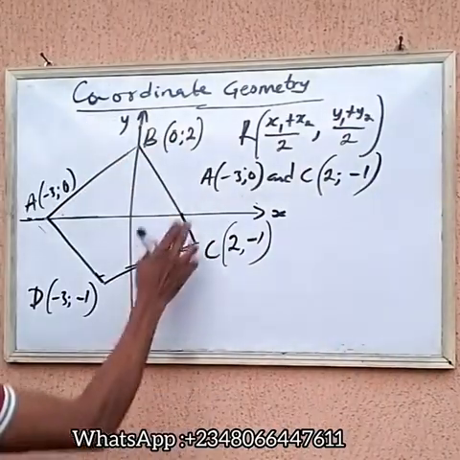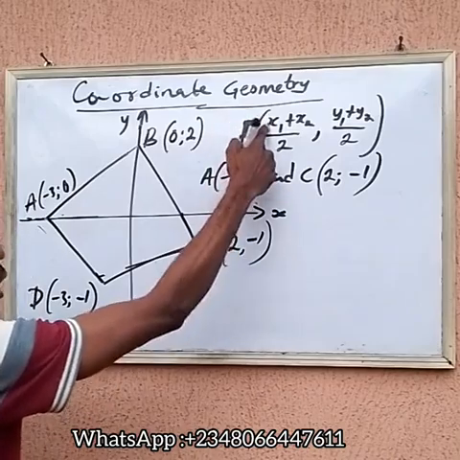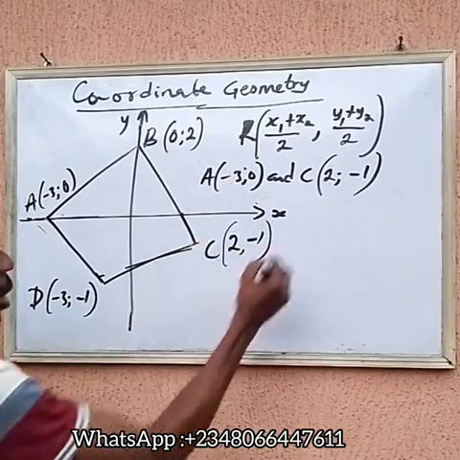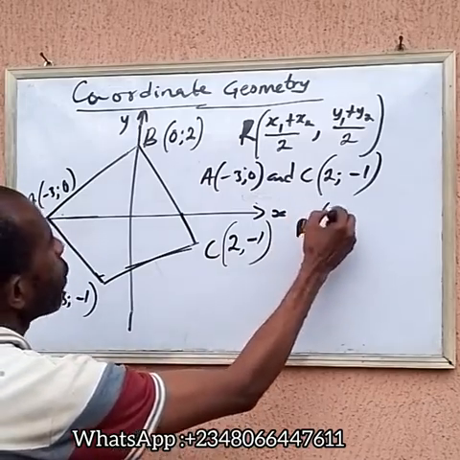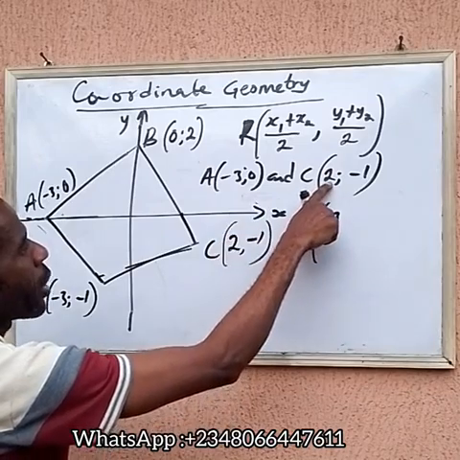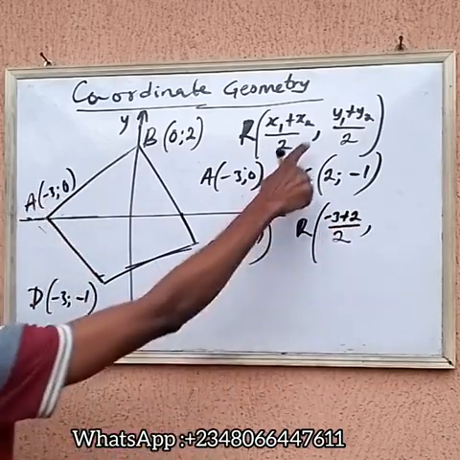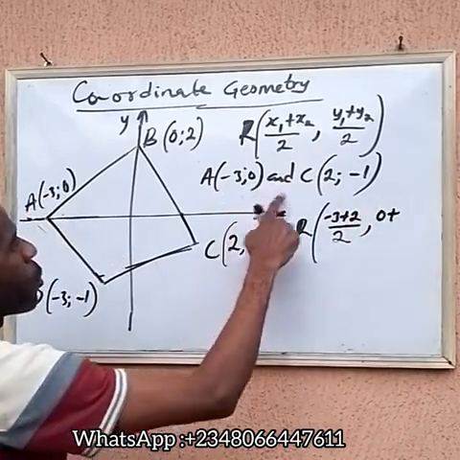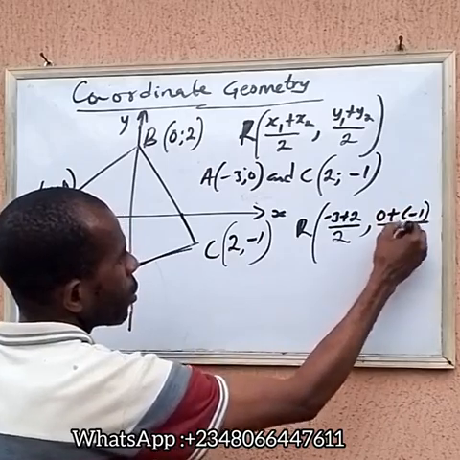Now let's take A. We should look for this midpoint. Remember that the midpoint is this formula. What is our x1? Let's substitute the values. x1 is -3, so R gives us (-3 plus x2. What is our x2? x2 is +2) all over 2, comma, your y1. What is your y1? y1 here is 0. Then 0 plus, what's your y2? We have -1. Then plus -1, everything over 2.